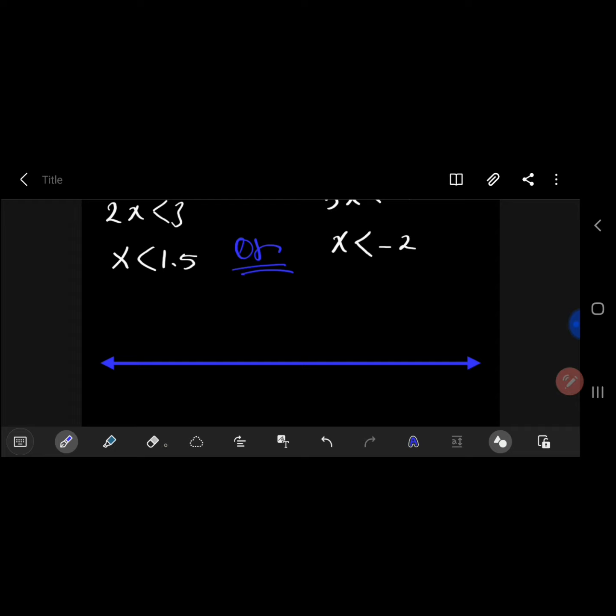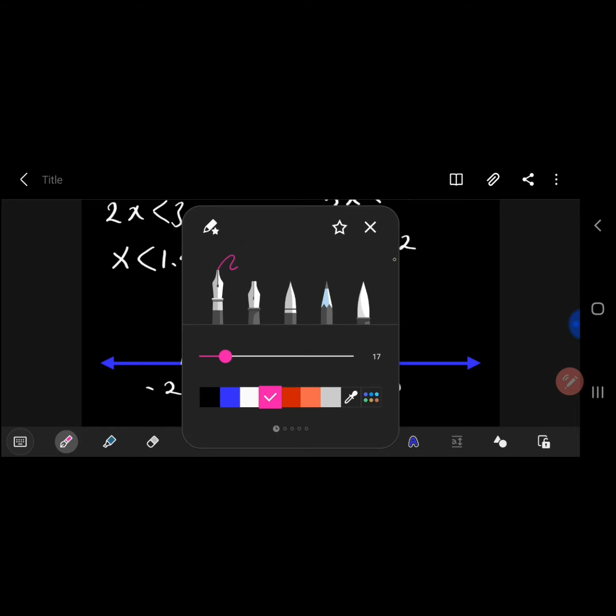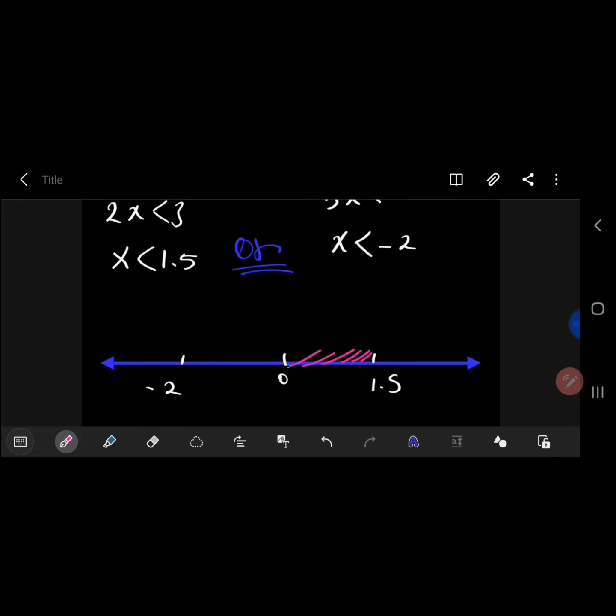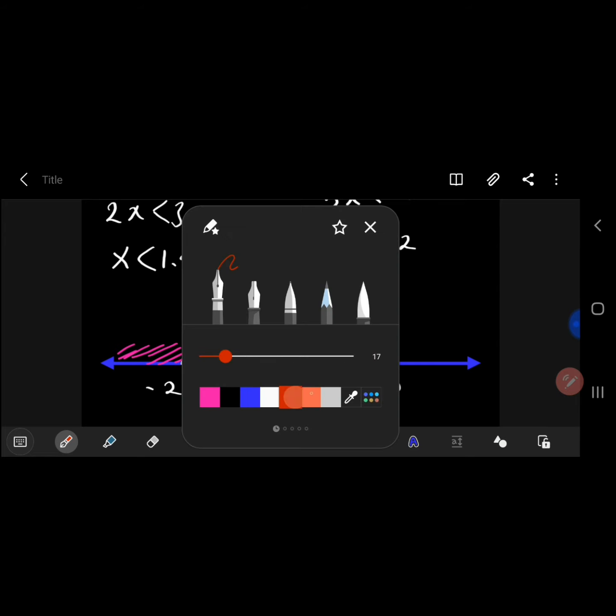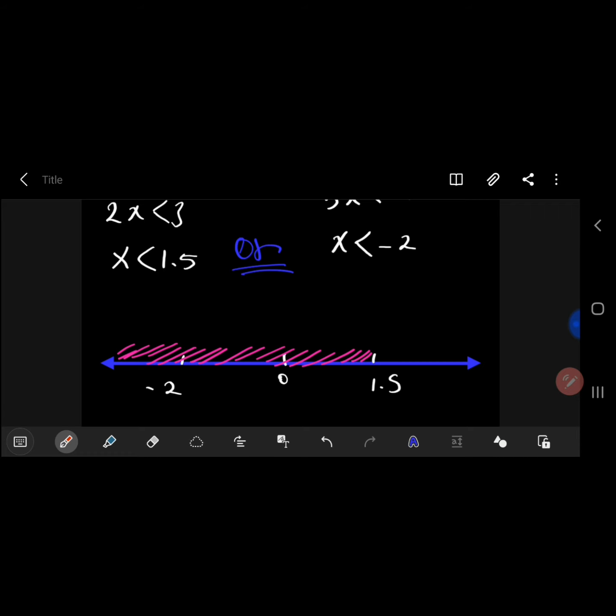We'll take a line and put number 0, number 1.5, number minus 2. Now I will say x smaller than 1.5. So I will put x smaller than 1.5. And x smaller than minus 2. X smaller than minus 2.